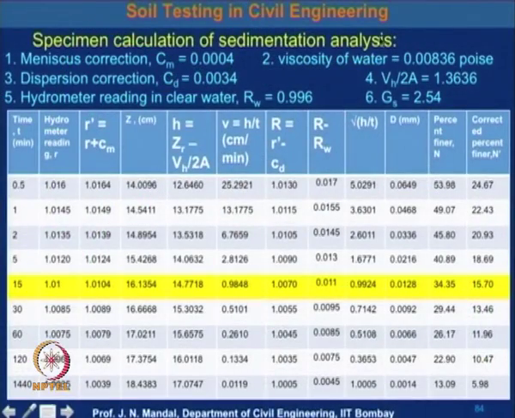This hydrometer reading value is shown here, designated as Z at a particular time, let us say 15 minutes, and you have the HE or Z value about 16 point something like this. So you can measure what the hydrometer reading should be.